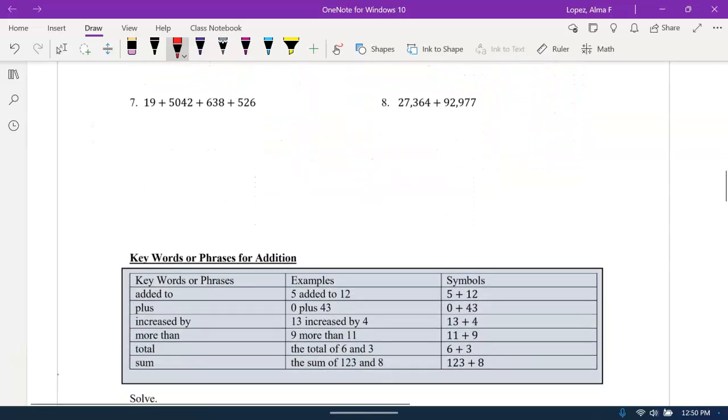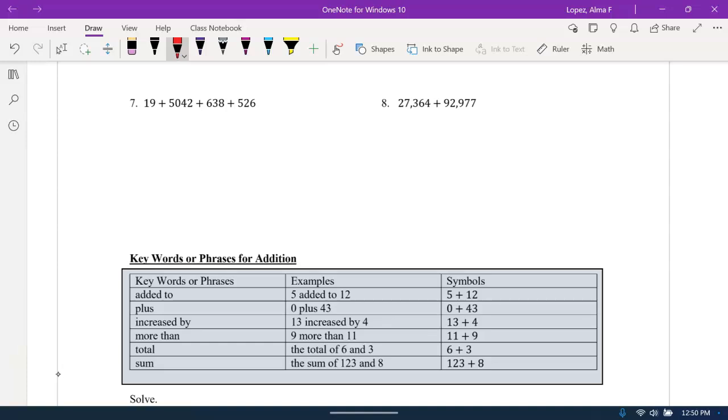Let's try it with 4 numbers. 19, and again, I'm going to line them up by place value. 5,042, 638, and 526. I lined up the ones digits, I lined up the tens digits, I lined up the hundreds, and I lined up the thousands. Now, can you reorder them?